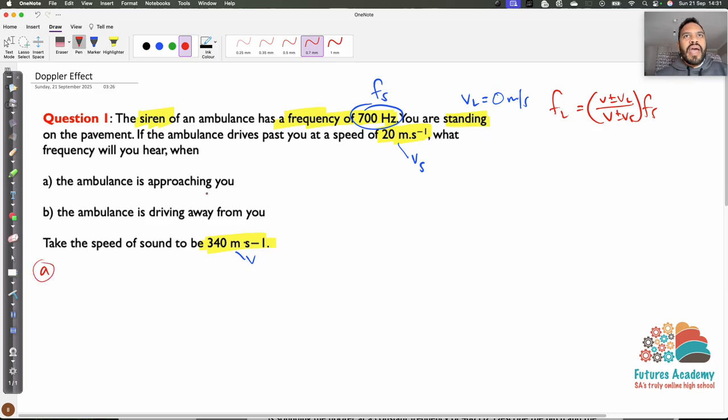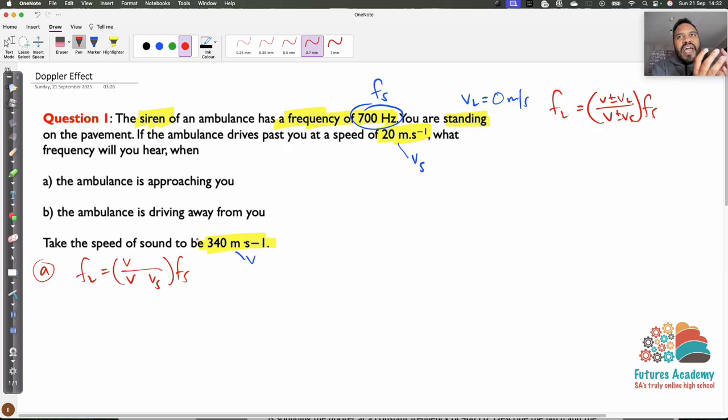For A, the ambulance is approaching you. So you're going to write down FL is equal to some fraction, which is our multiplier, multiplied by Fs. And you're going to say, okay, I've got V, but the source is moving, right? So I'm going to have V, V plus or minus Vs. There's going to be some value for Vs. V and V over here is the same value. It's this constant 340. And now you test your intuition.